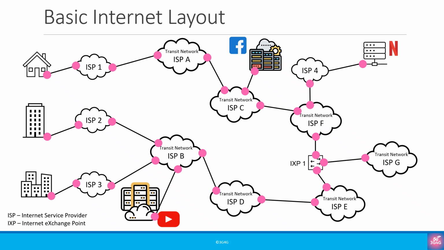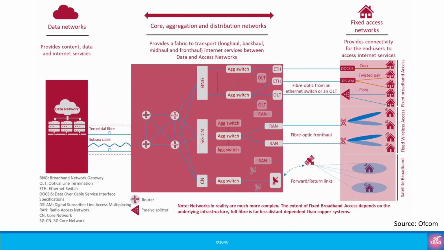If we take the example of the basic internet layout used in our recent video, you will notice we have now added some pink circles. These represent the points where electrical signals are converted into optical signals and vice versa. In a typical network, as shown here, you can identify the points where optical signals are converted into Ethernet frames, which are electrical in nature, and vice versa.